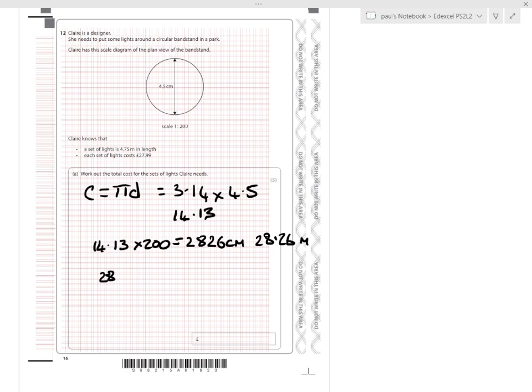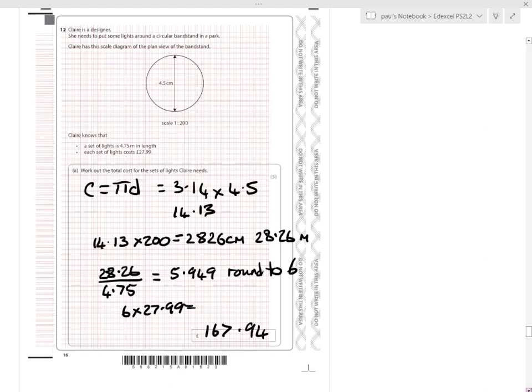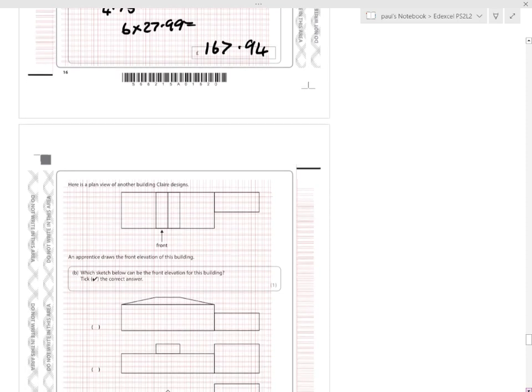So we've got 28.26. We're going to divide it by the length of one of those, and that goes 5.949, and then we'll just round that up to 6. Then it's 6 times the 27.99, which equals £167.94. Okay, keep going.